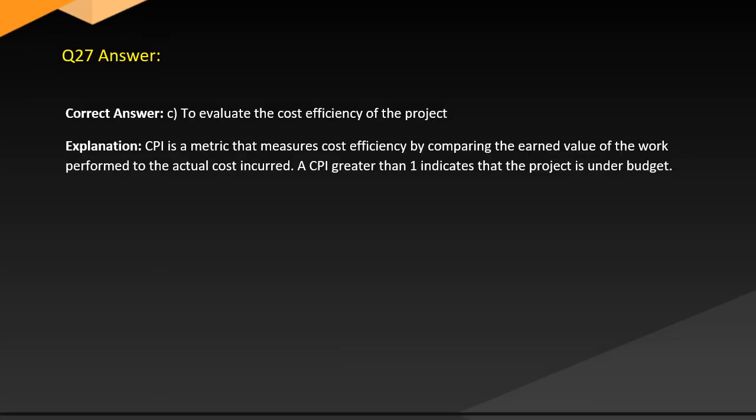Answer. Correct answer C. To evaluate the cost efficiency of the project. Explanation. CPI is a metric that measures cost efficiency by comparing the earned value of the work performed to the actual cost incurred. A CPI greater than 1 indicates that the project is under budget.